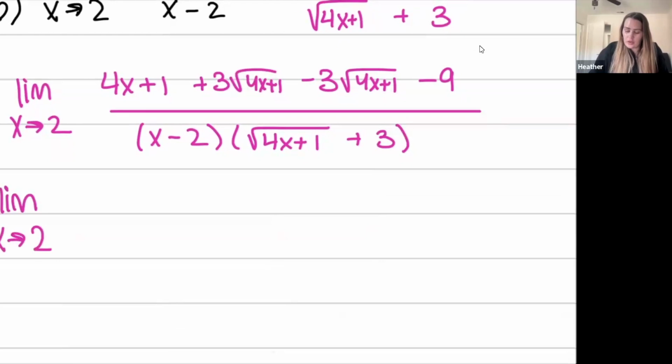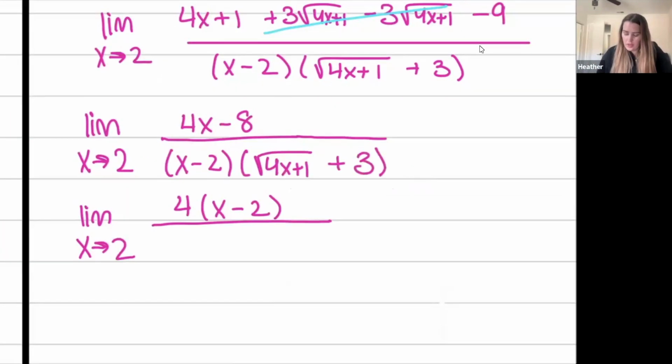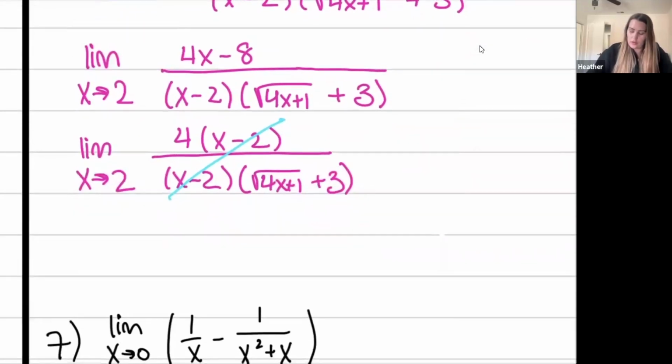Up top, these two actually cancel, right? I got a plus 3 and a minus 3. And then I'll go ahead and combine my plus 1 and my minus 9. So then I got left on top 4x minus 8. All right, so leaving the bottom untouched, I'm going to factor the top, leave the bottom again, and now comes the fun part. All right, so these guys here will cancel, and what am I left with? Not a lot of space, but I'm also left with the limit.